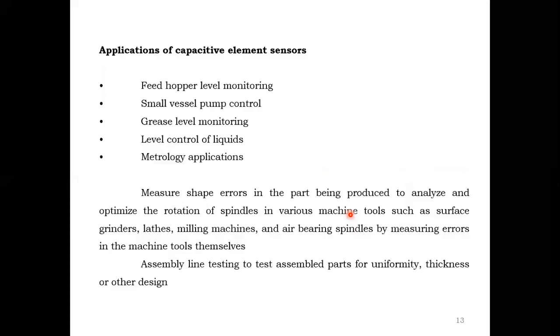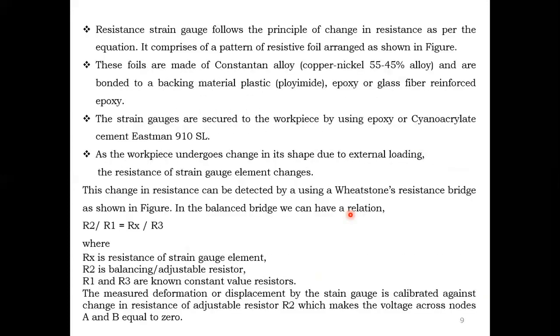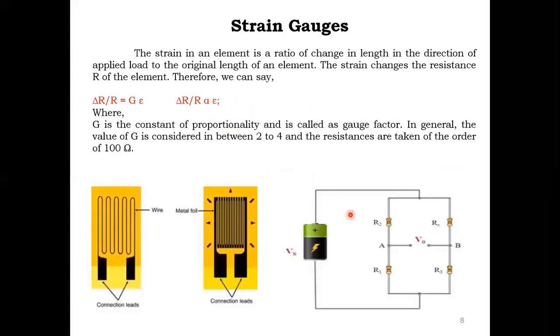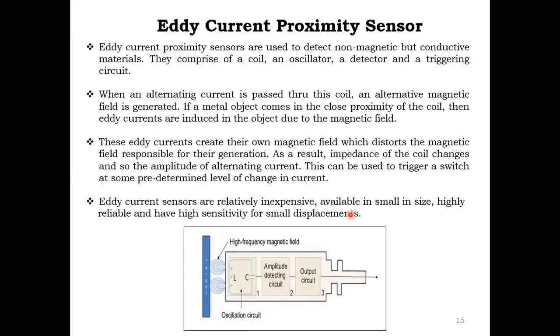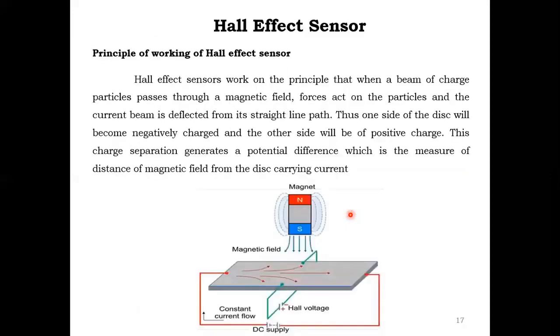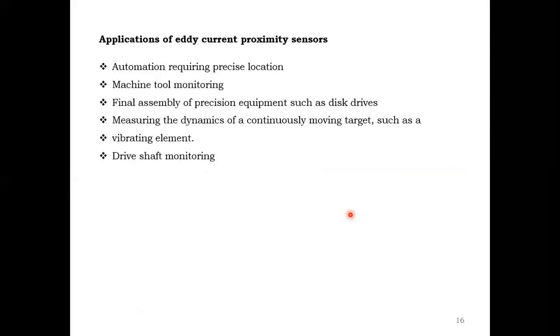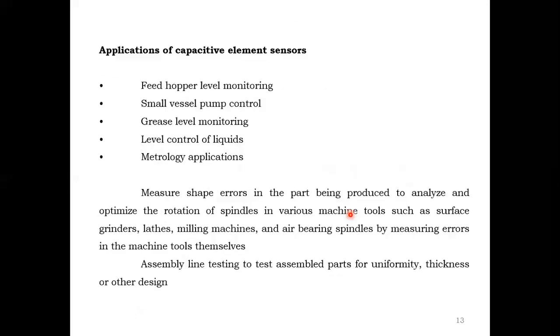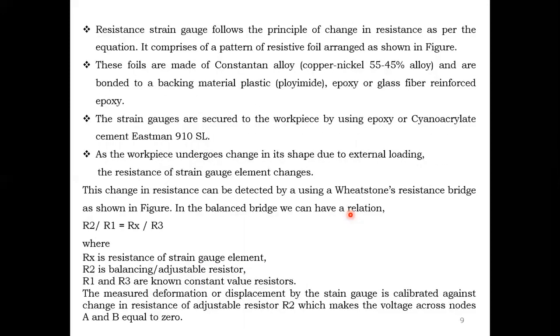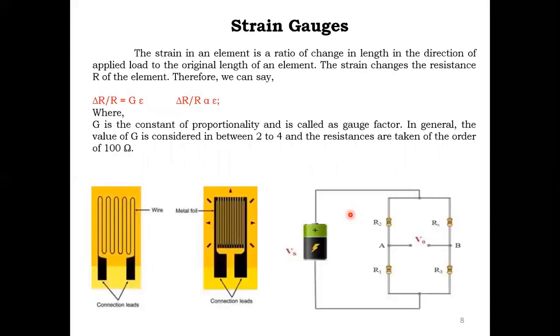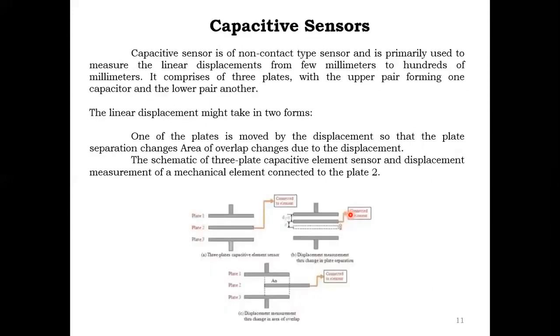So these are the basic concepts of strain gauges, then capacitive sensors, then proximity sensors, then Hall effect sensors. All these sensors identify displacement, small displacement changes with respect to distance change. Simply, in short form: for a strain gauge, when resistance changes, we can calculate the displacement. When capacitance changes, we can calculate the displacement.